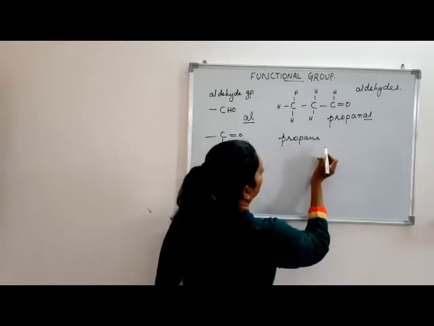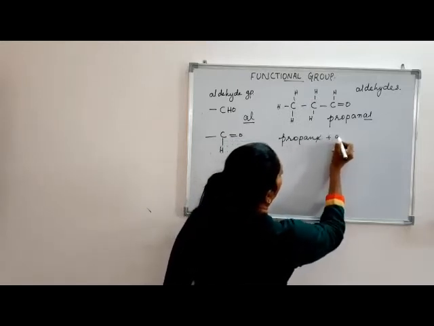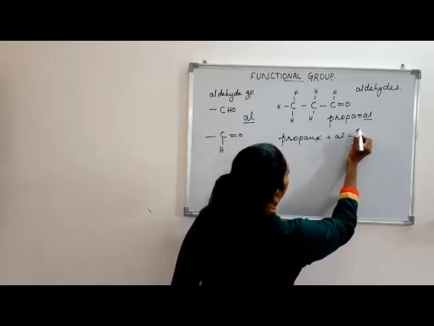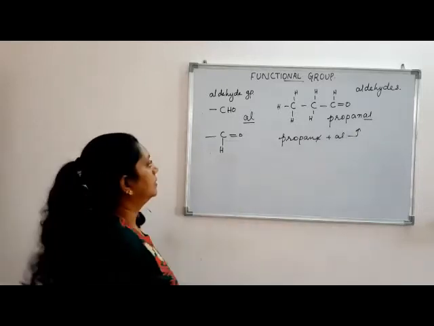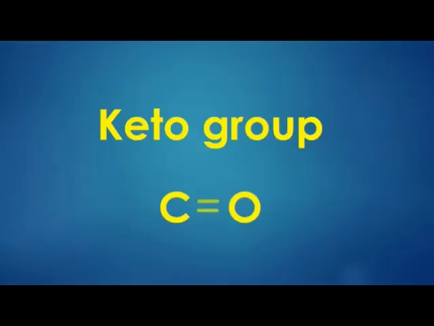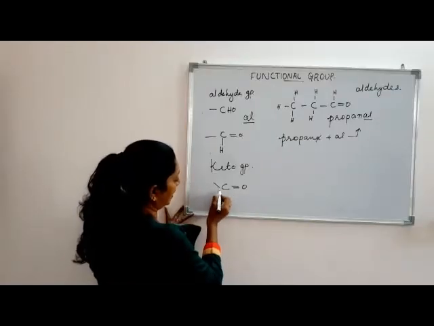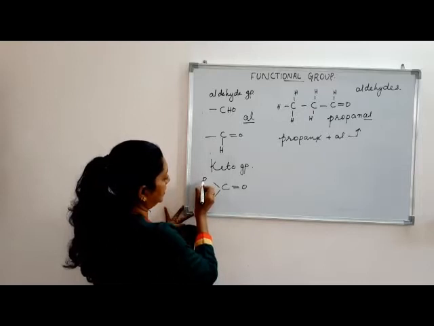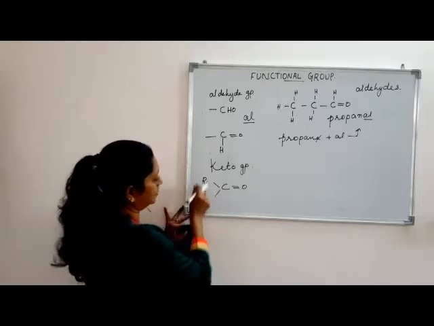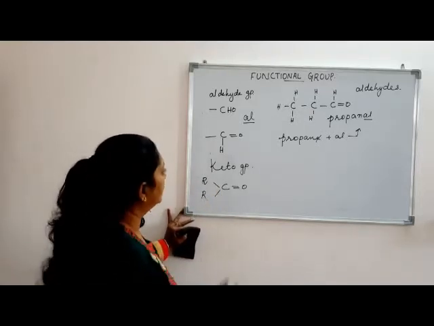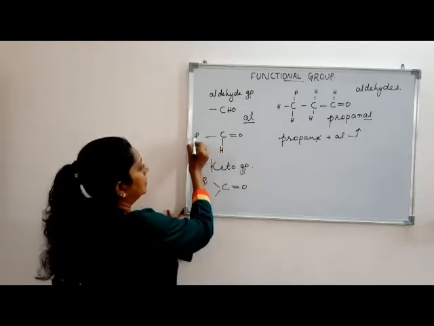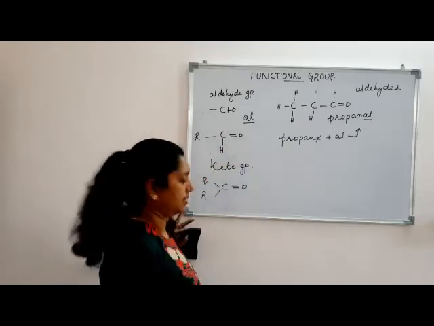We are dropping this E and adding al. That is propanol. Okay. Next group is called keto group. And it is represented as C double bond O. 2 valencies are here, 3 and 4 valencies. That is here our alkyl groups are attached. Okay. With this valency, it is attached to hydrocarbon chain.